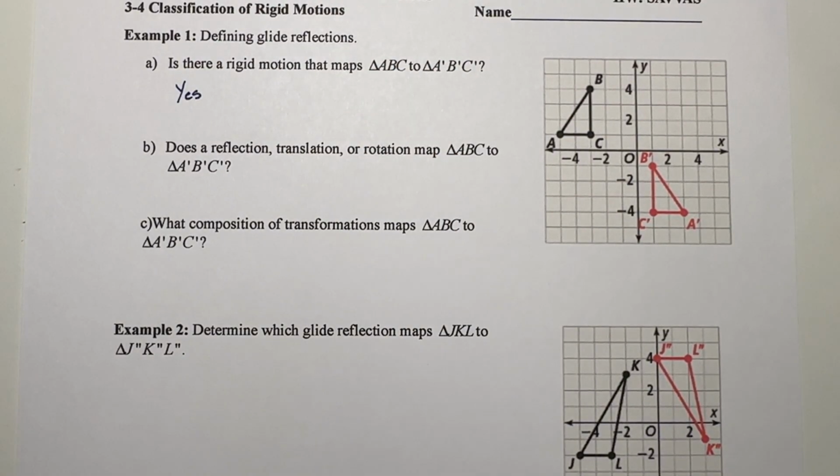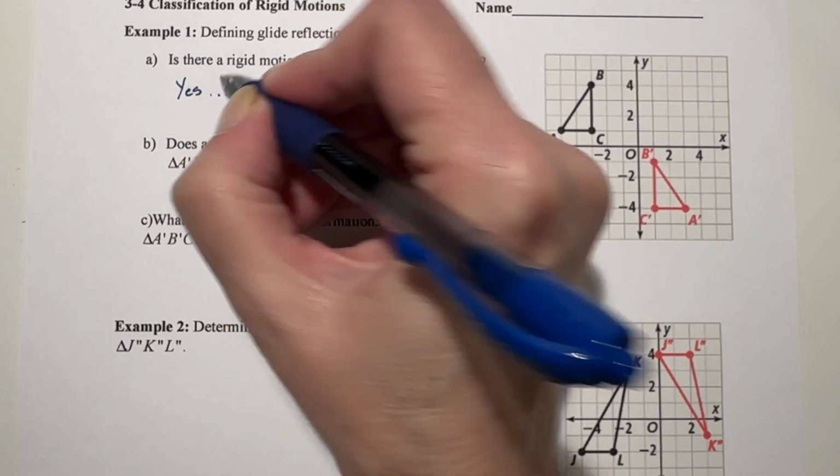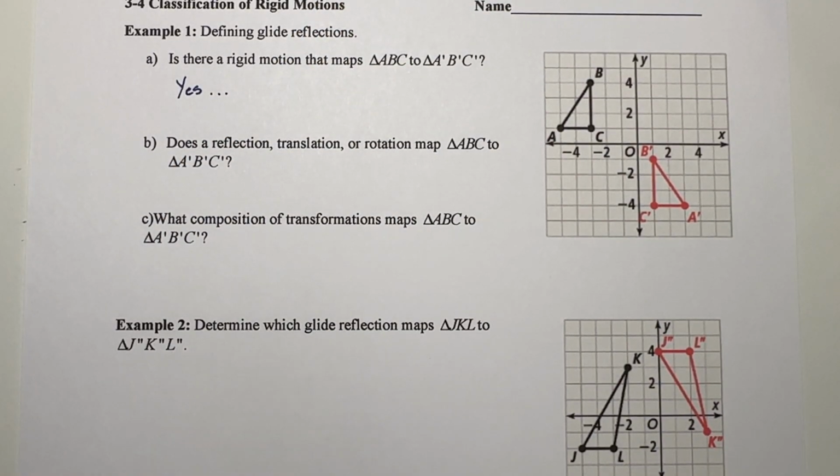And then you're going to write right after that what you thought was the best choice. I'm just going to put 3 little dots there. If you need to pause it, you absolutely can. So yes, there is a rigid motion that maps. And part of the reason that I know that there is because the size and shape have been preserved. So by that, all the angles and the side lengths have been preserved.